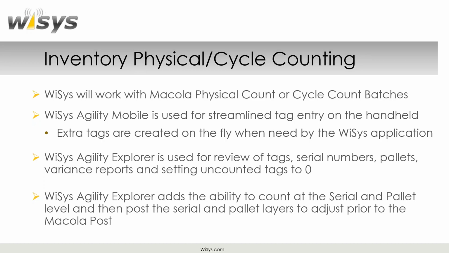We'll then go into Agility Explorer, and we will take a different look at all of the different variance reports, and we will review, if you're serialized or palletized, how to take a look at what's in there and how to make adjustments to your serial layers and your pallet layers, and then the posting of the serial and pallet layers before it's posted in Macola.